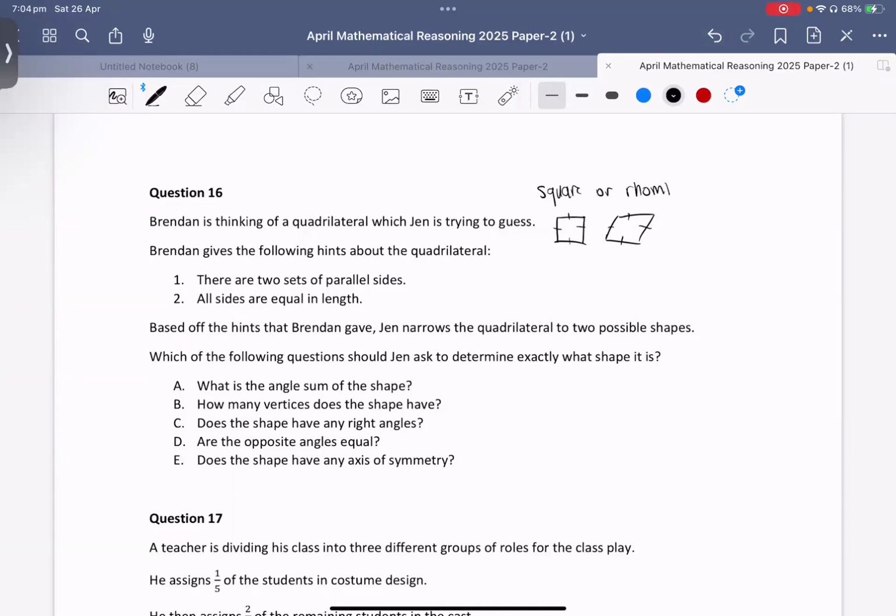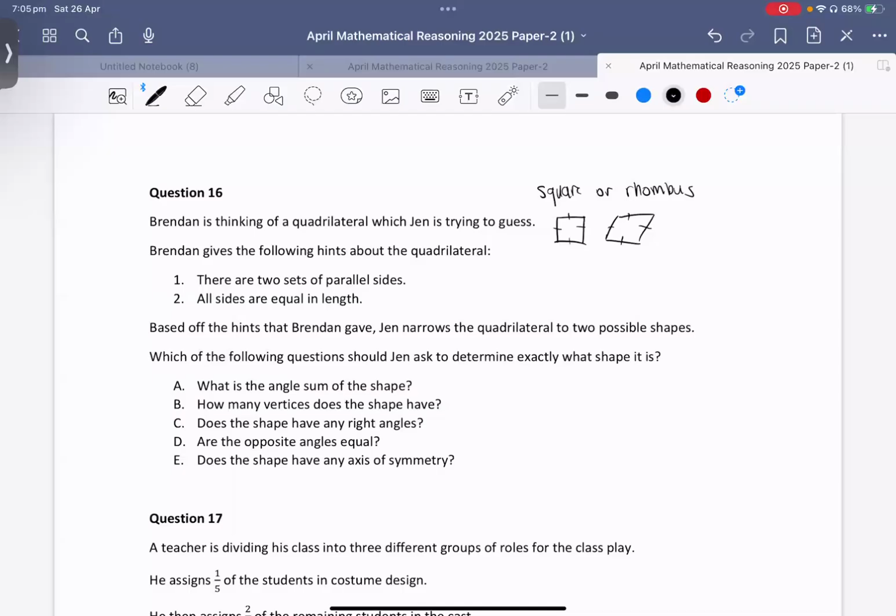We can't have a rectangle or a kite or a trapezium because they don't have two sets of parallel lines and the sides aren't equal to each other. Remember, a rhombus is basically just a squashed square. It is a square that we sat on and squished a little bit, right?